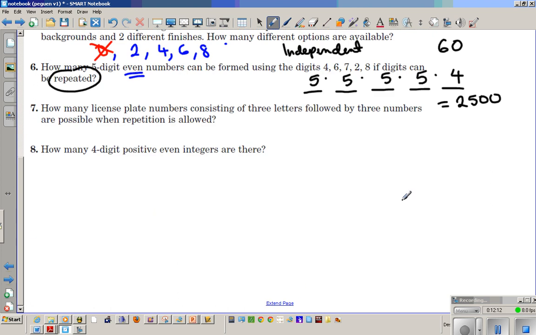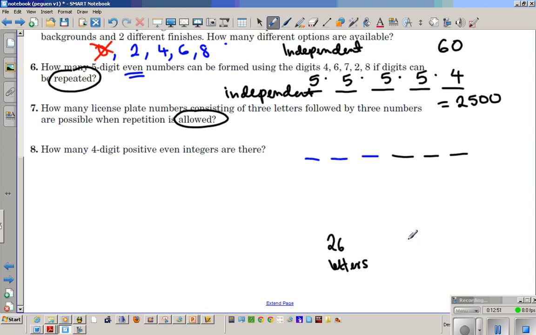Alright, let's take a look at number 7. How many license plate numbers consisting of 3 letters followed by 3 numbers are possible when repetition is allowed? So we're formulating a license plate. 3 letters, 1, 2, 3, followed by 3 numbers, 1, 2, 3. Repetition is allowed, so that makes this independent. How many letters do we have? 26 letters in all. And how many digits? 10 digits in all. The letters go A, B, C, and so on, and the digits go 0, 1, 2, all the way to 9. So these are where our selections are coming from.